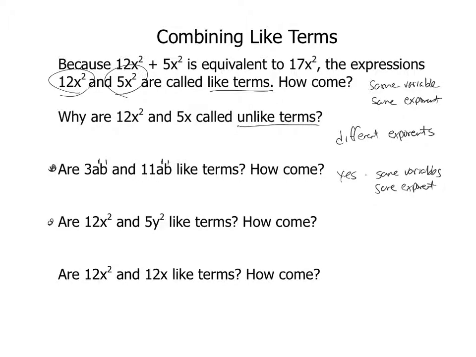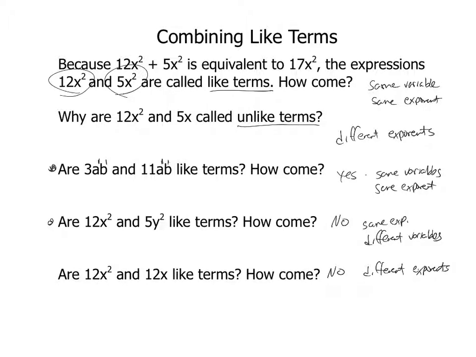Are 12x squared and 5y squared like terms? No, they're not. You see that they have the same exponents, but they have different variables, and that's no good. So think about 12x squared and 12x. Those are not like terms either, because they're missing the exponents. So we have different exponents on that.